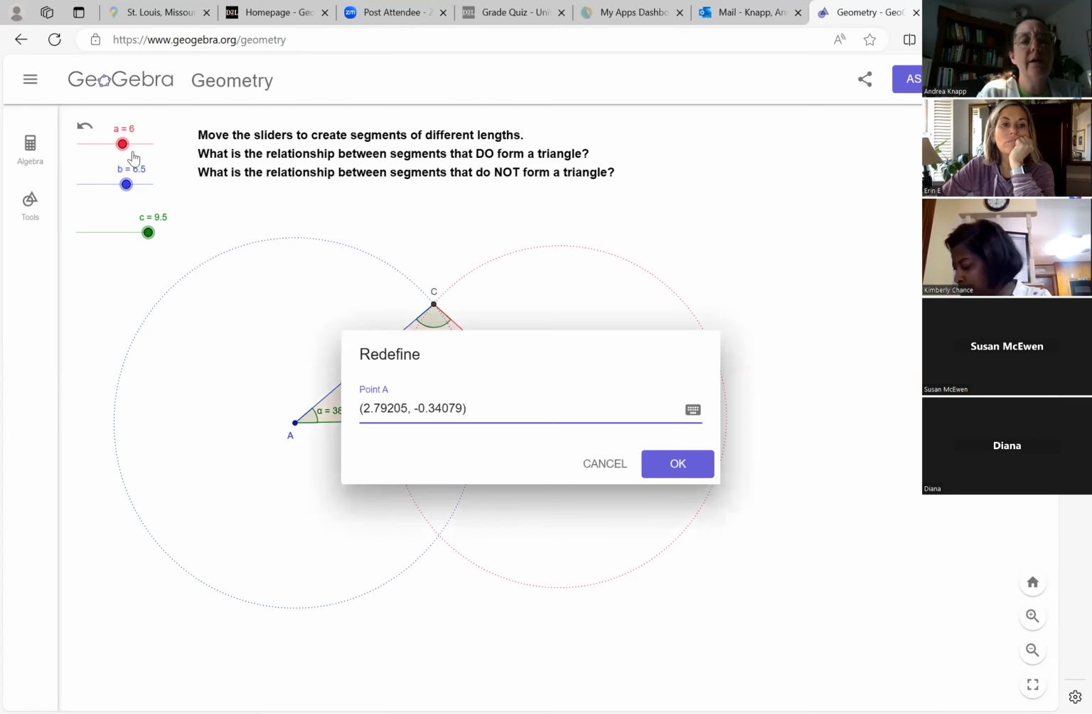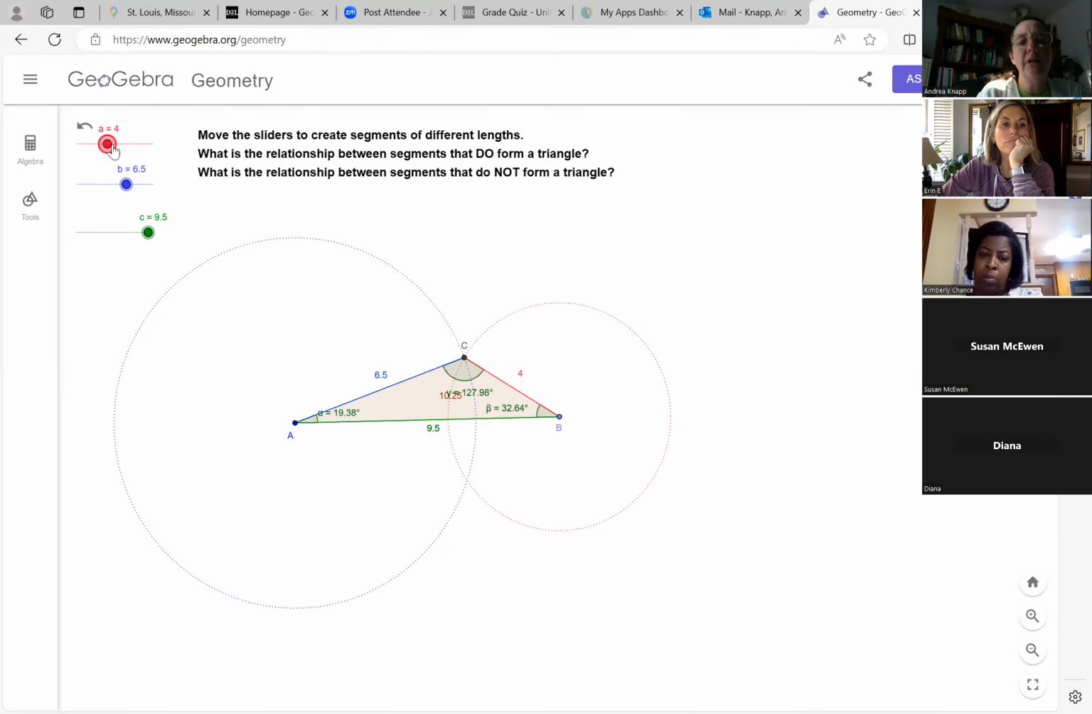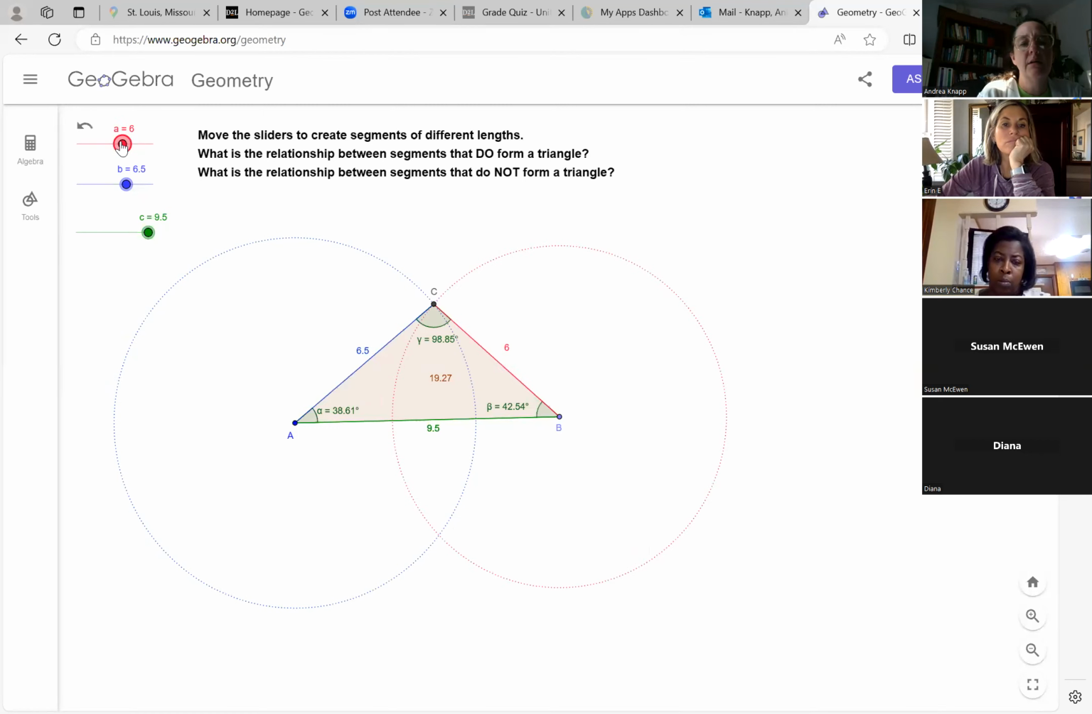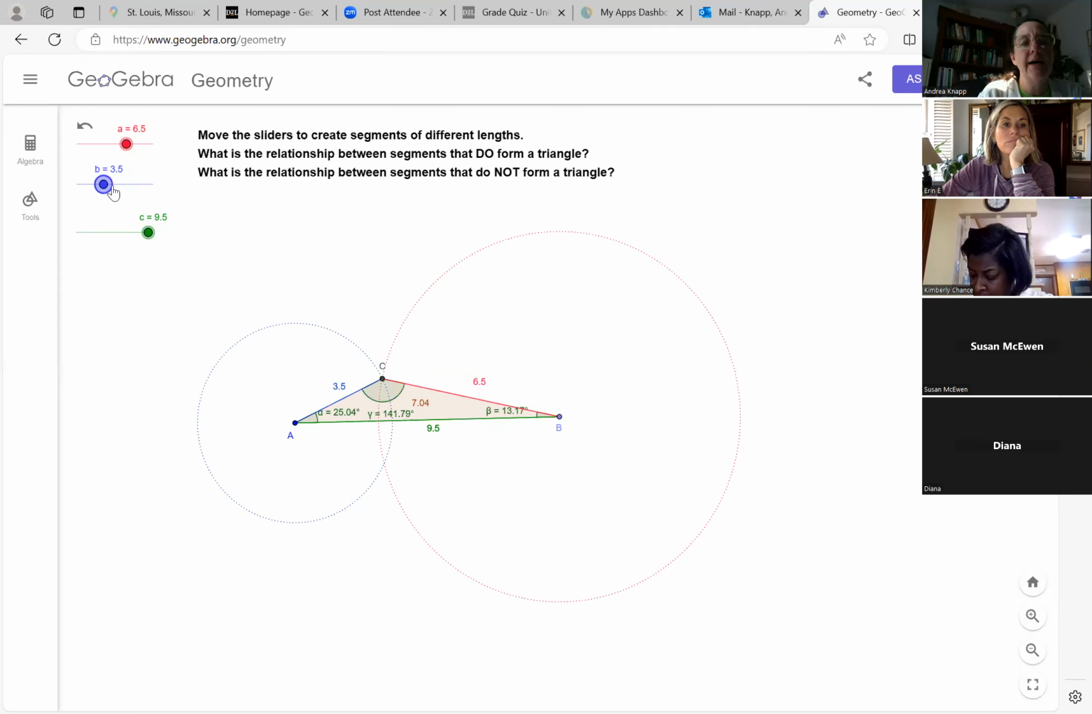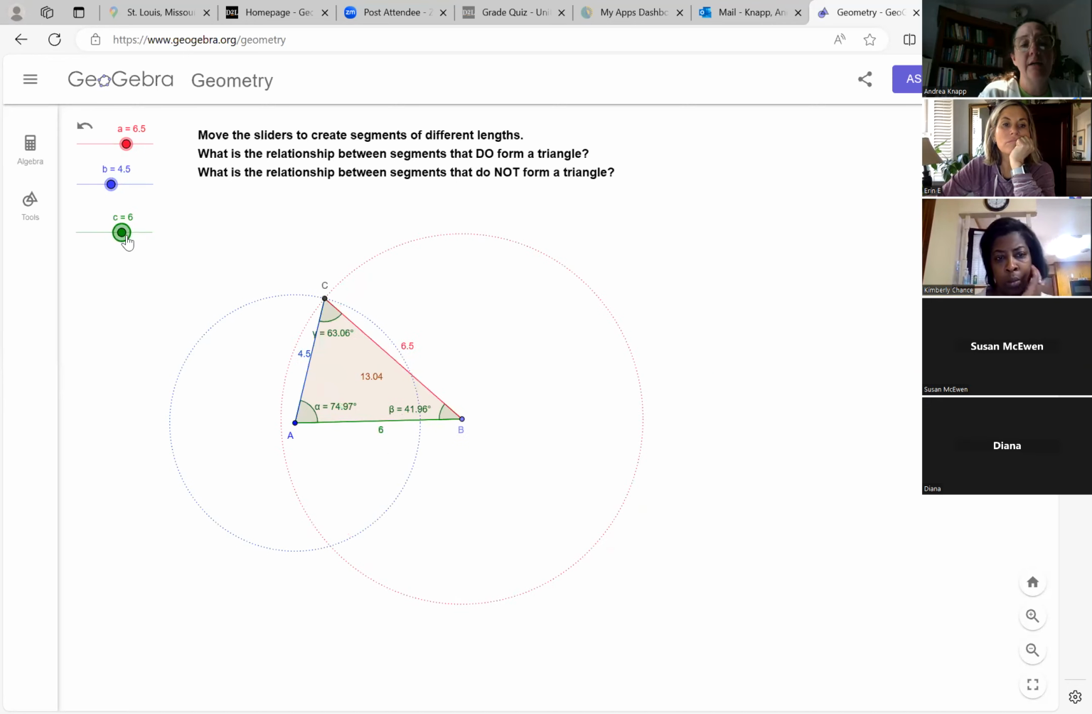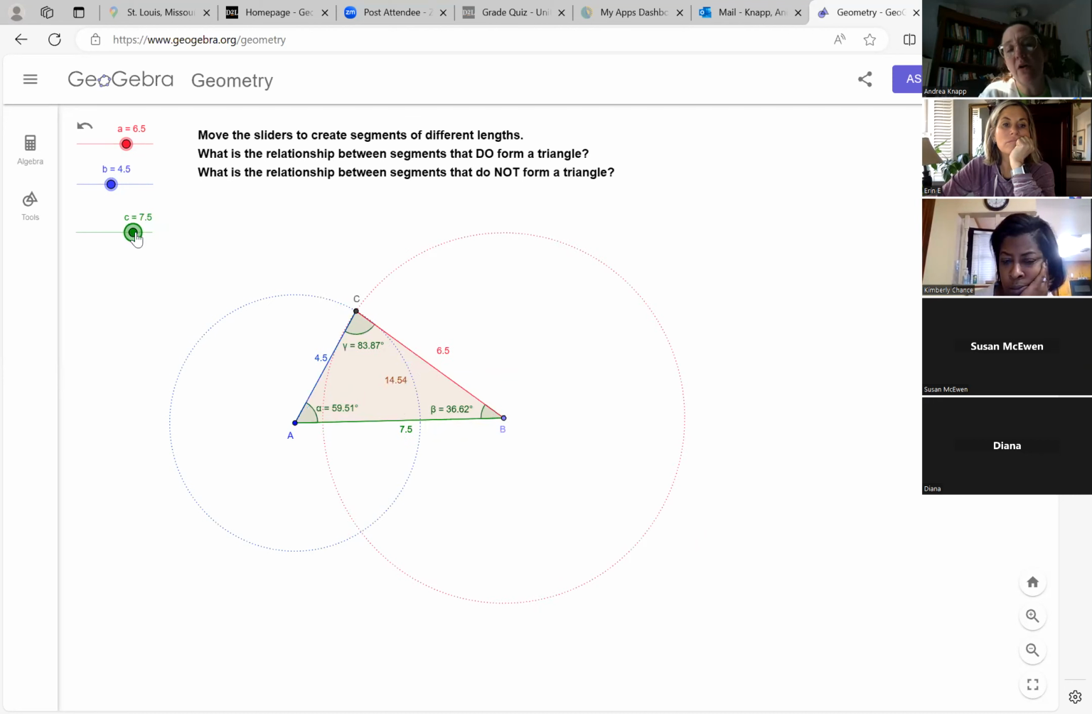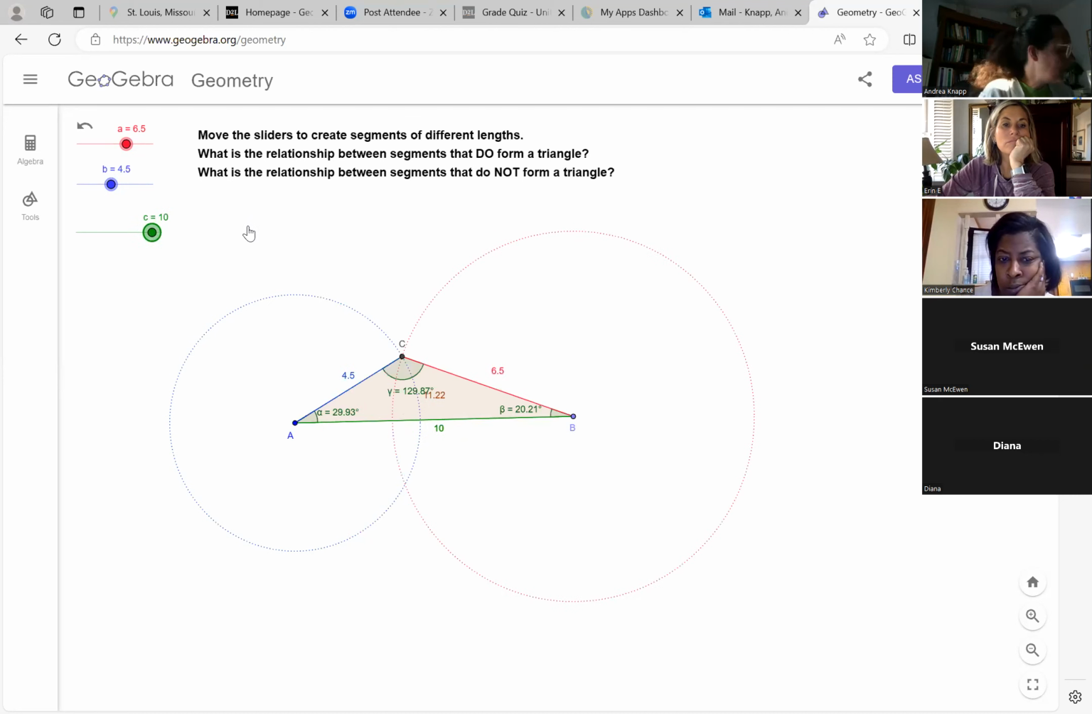Okay, on this one, it has a slider for the length of the red side, side CD, so I can make changes to that. And a slider for side CA and a slider for side AB. And you can see that the angles are already measured for me. So we have a question here. Is it possible to make a triangle with sides of lengths 2, 3, and 4?